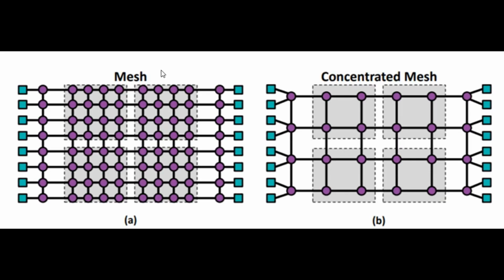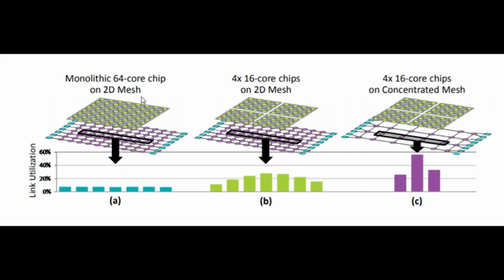Now, we heard about the mesh network topology last year when Intel released their Skylake X architecture. One of the big changes was the move from the ring topology to the mesh topology, and this is basically what a mesh looks like, and next to it is a concentrated mesh. Looking over at the left here, the monolithic 64-core chip on a 2D mesh and the link utilization. It's everything you would expect to see in a monolithic chip. All of the links are utilised at about the same rate. However, when you move to 4 16-core chips on the same 2D mesh, we see a dramatic increase in utilisation along the middle links. And looking at the concentrated mesh over the 4 16-core chips, it is a very dramatic increase.